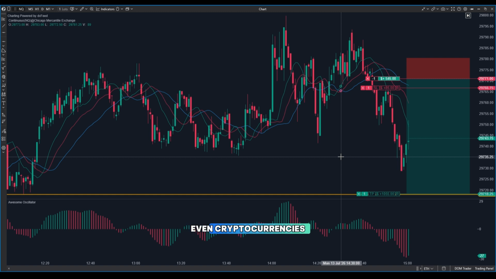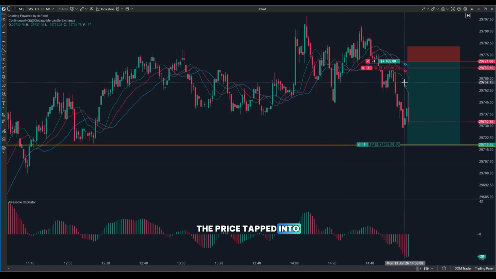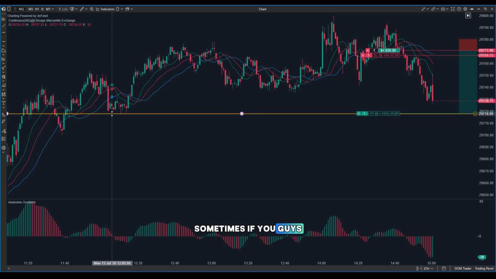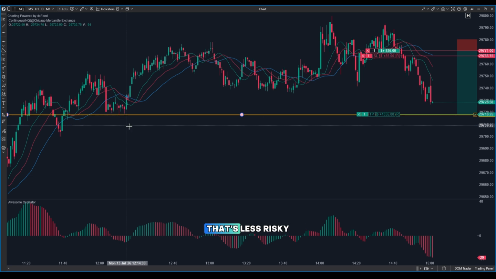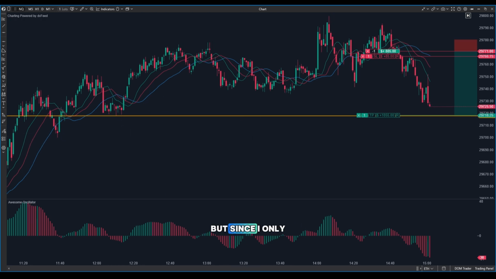indices, even cryptocurrencies. The price tapped into the green line, immediate bounce. This is a very good sign. Sometimes if you guys are hesitating to target the exact lows, you can always target the close of the candles or the settlement price. That's less risky. But since I only have 1 contract, I should keep this trade on.